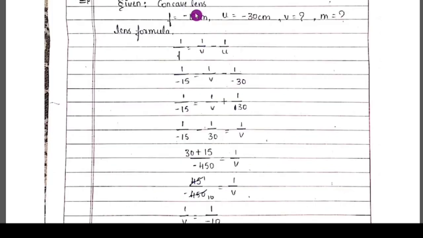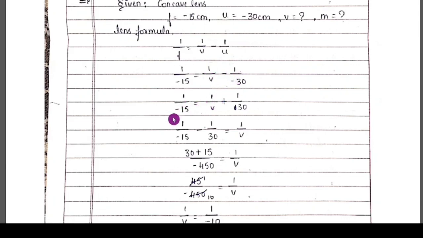Tenth question: in the given question they have given a convex lens, so the focal length will be minus 15 centimeter, and the object distance they have given is 30 centimeter. We have to find the image distance and magnification of the lens. We know the lens formula, 1/f = 1/v - 1/u. So 1/(-15) = 1/v - 1/(-30).